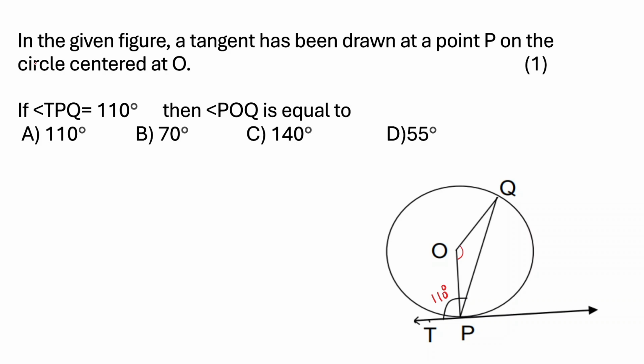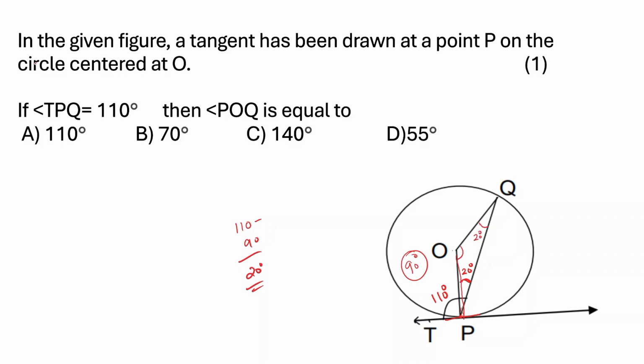So you know the radius and this tangent will make a 90 degree angle, right? So the remaining part, angle OPQ, you can see that is 110 minus 90, so 20 degrees. And you know the radius is the same. OP and OQ are the same here, so it's an isosceles triangle. So this angle also will be 20 degrees.